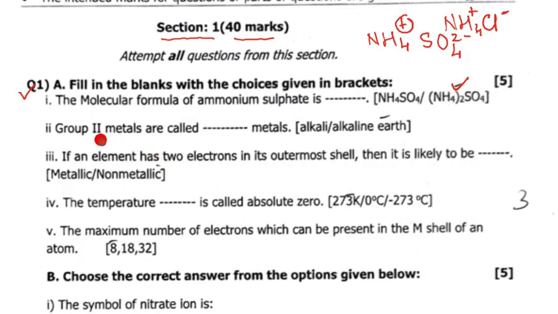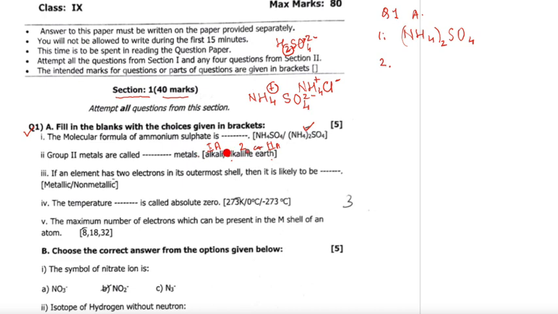The second one, group 2 metals are called as not alkali, they will be alkaline earth, because alkali means group 1A or 1, and this is group 2 or it will be group 2A. So group 2 metals, they are called as alkaline earth metals.